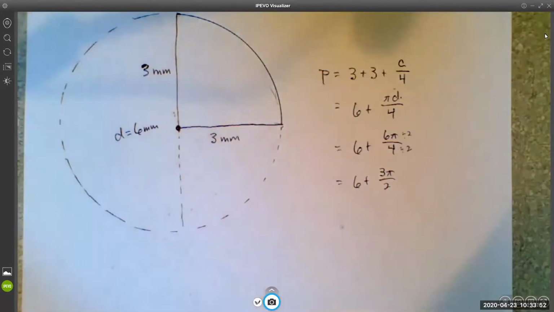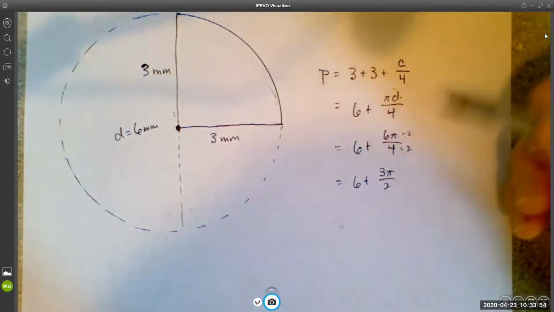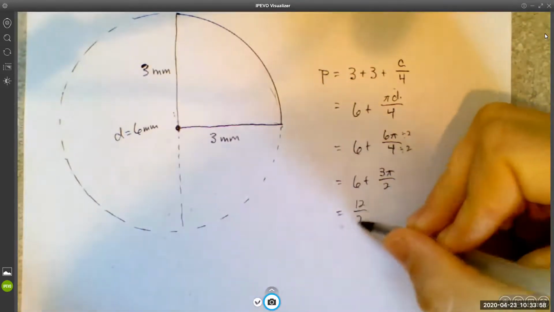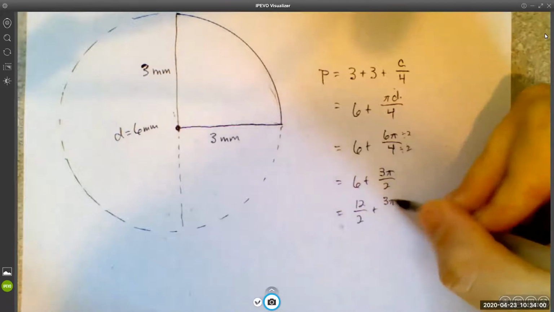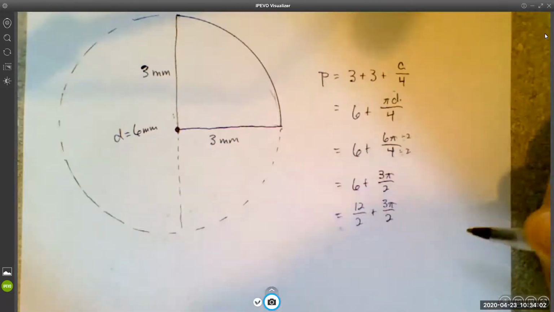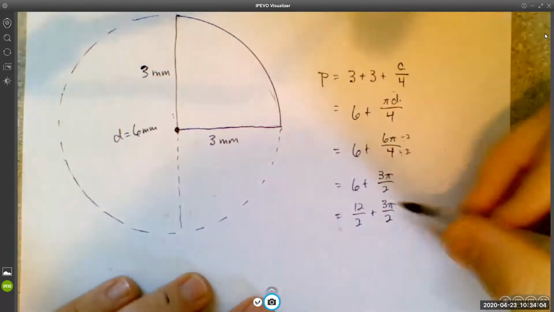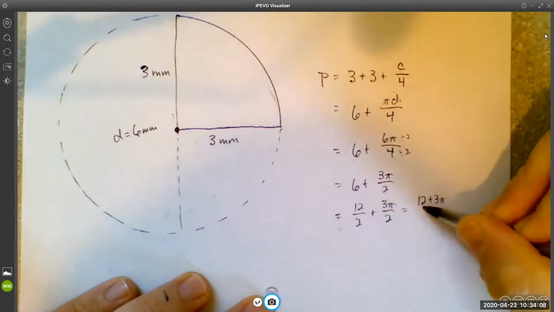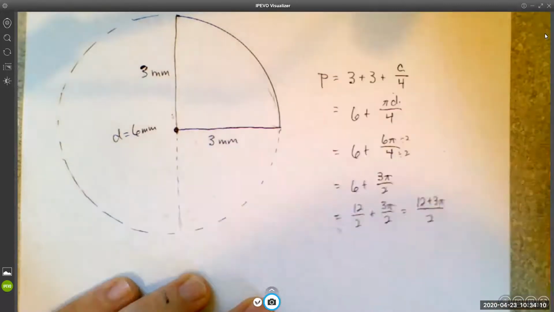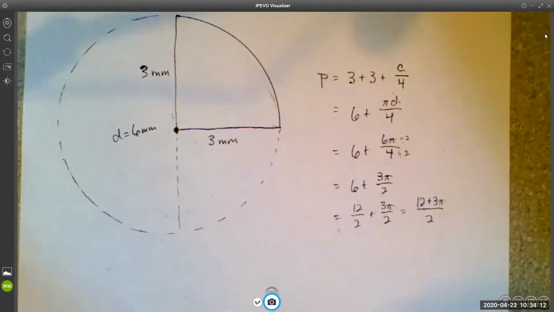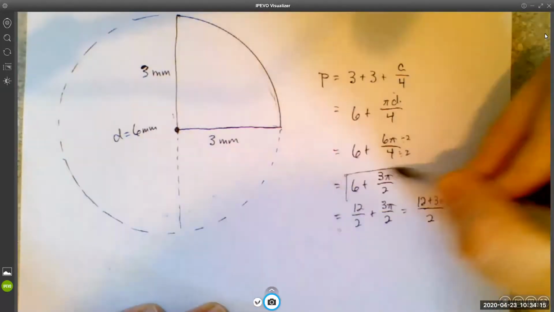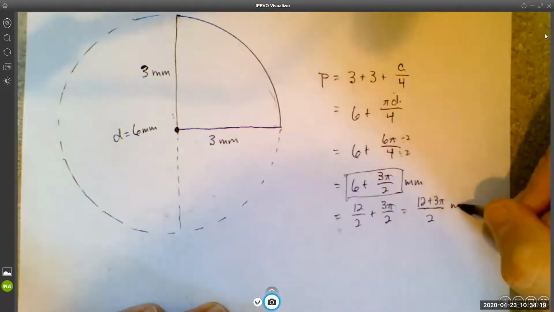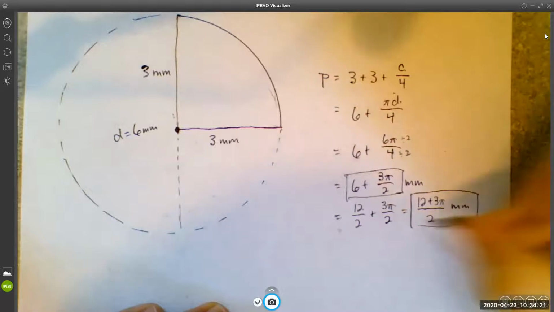If you wanted to combine this into a single fraction, you could get a common denominator, right? By the way, I'm not saying you have to do this, but just for the curious of heart, you could combine this into a single fraction. Now call this 12 plus 3 pi over 2, right? That would be another version of the same answer. They're both good. They're both exact answers. Oh, millimeters, we should say. So it's this many millimeters. But those are the exact answers.